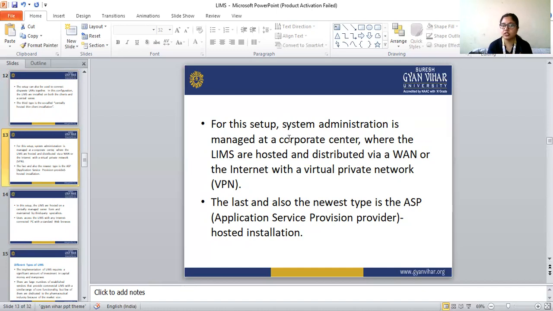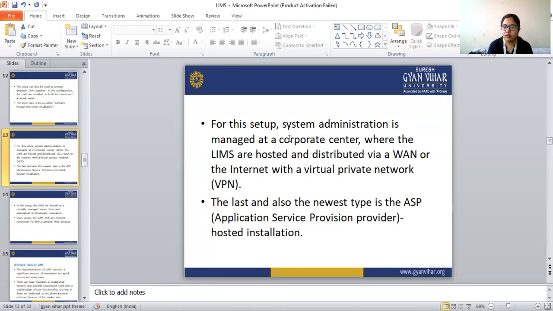The system administration is managed at a corporate center where the LIMS are hosted and distributed via WAN, meaning wide area network, or the internet with a virtual private network. VPN stands for virtual private network. So we can distribute it via WAN, wide area network, or the VPN.